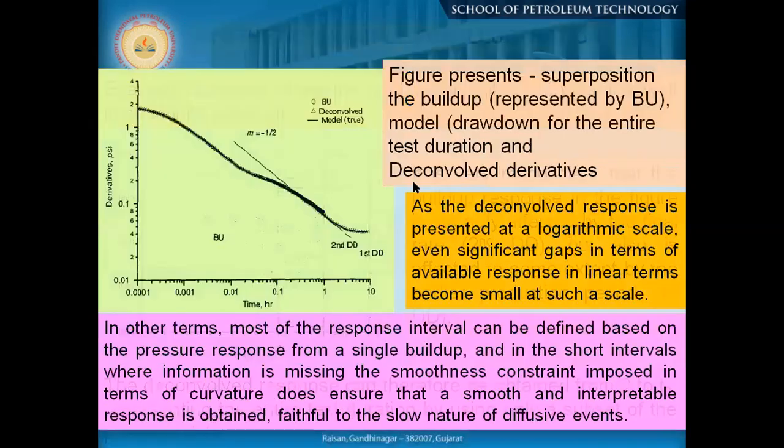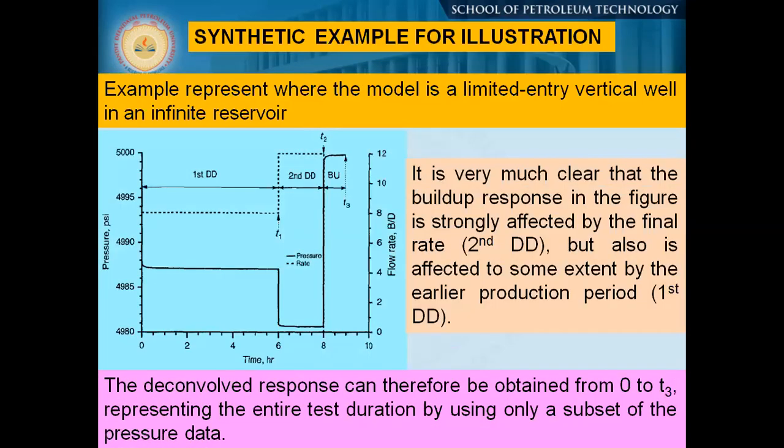So now I'll discuss two synthetic examples here. You see here the dotted line is giving you the rate and the solid line is giving you the pressure response. Okay. So this is the first drawdown, then we have the second drawdown, and then we have a buildup. From the rate values, initially up to T1 it's one rate, then we follow a different rate up to T2, and then we follow a buildup. So it is very much clear that the buildup response in the figure is strongly affected by the final rate, because this rate was very high. But it is also affected to some extent by the early rate.